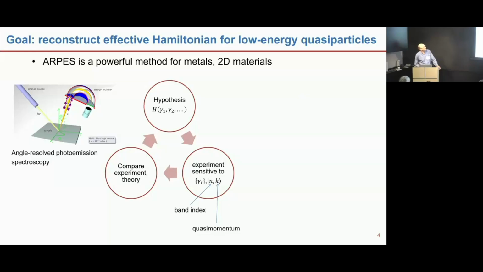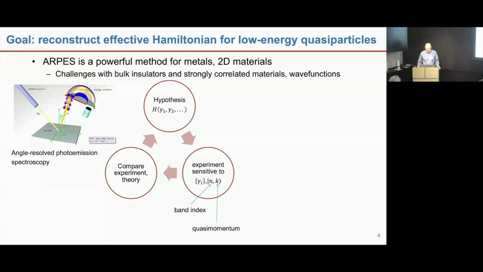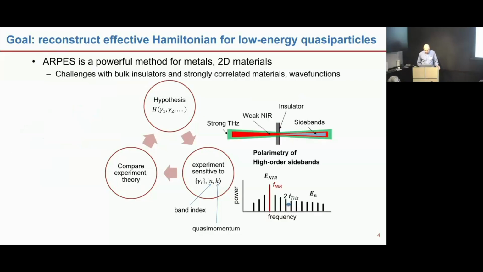It's an extremely powerful method, especially for metals and 2D materials. But it does have challenges with bulk insulators and with strongly correlated materials, and it's difficult to extract wave functions directly from ARPES. So the method that I'm going to be discussing today is high-order sideband generation.